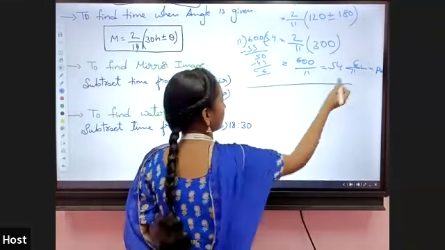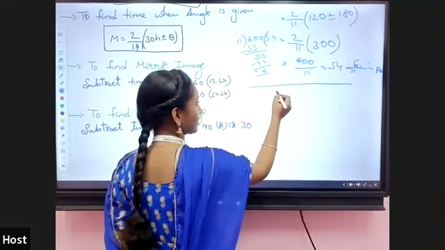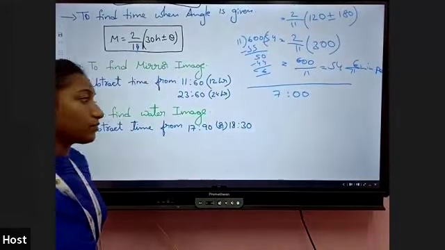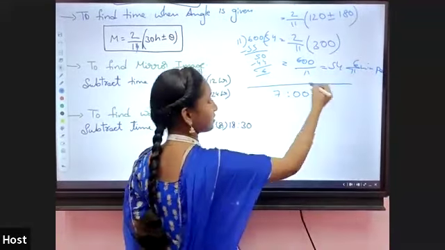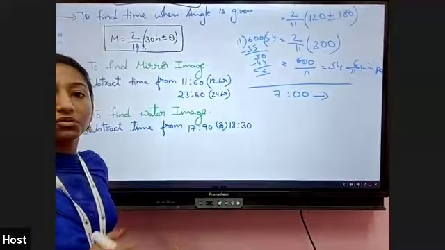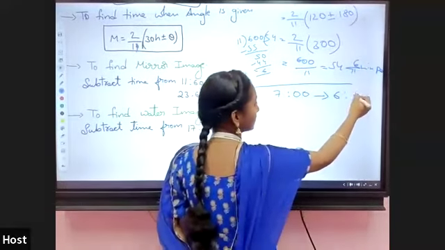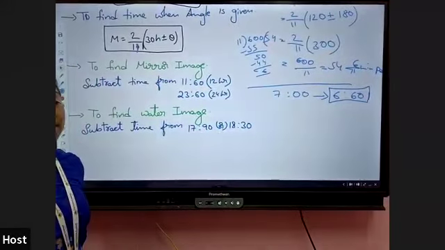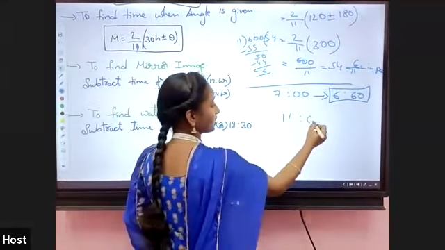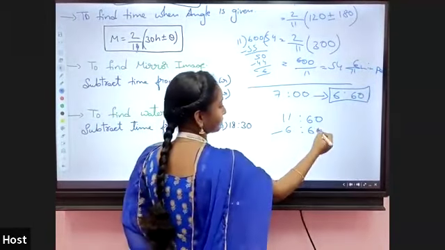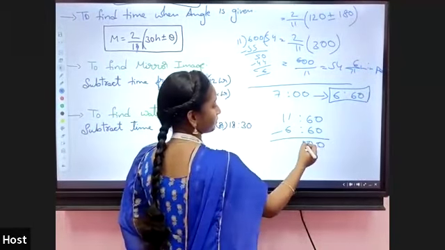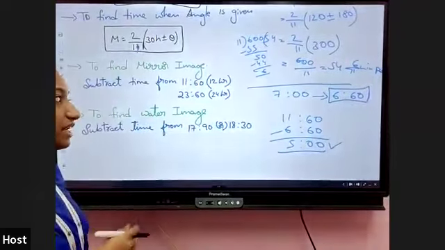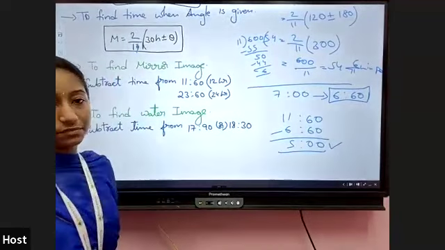For the 12-hour clock, for example, the time is given as 7 o'clock. You should find the mirror image for the given time. As I already said, when 7 is given, we should convert it as 6:60. This is the time we should solve. So we should subtract that 6:60 from 11:60. So 11:60 minus 6:60 gives 5. The time is 5. The mirror image of 7 is 5.